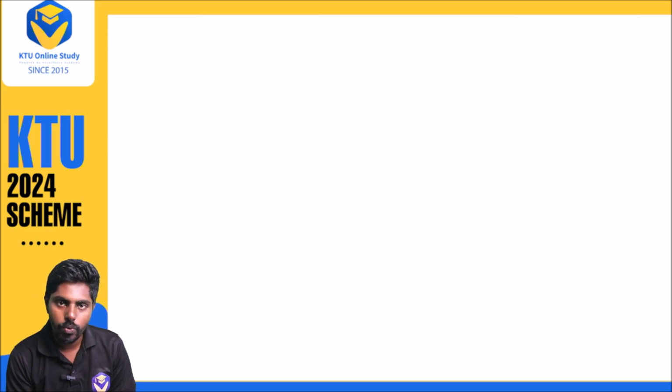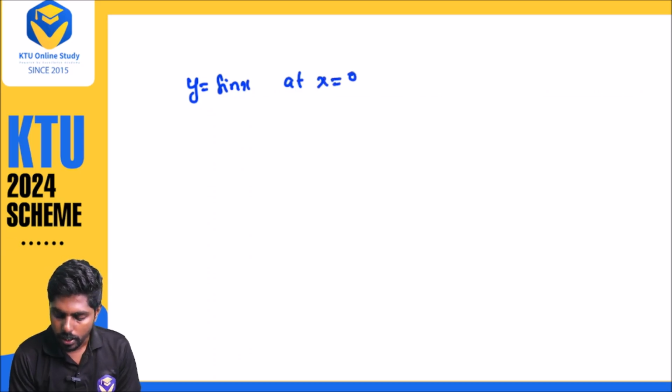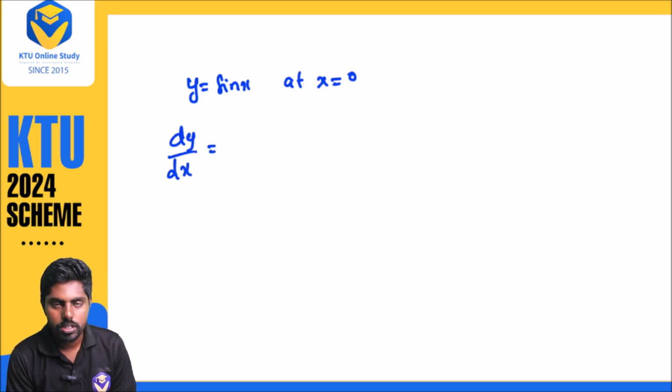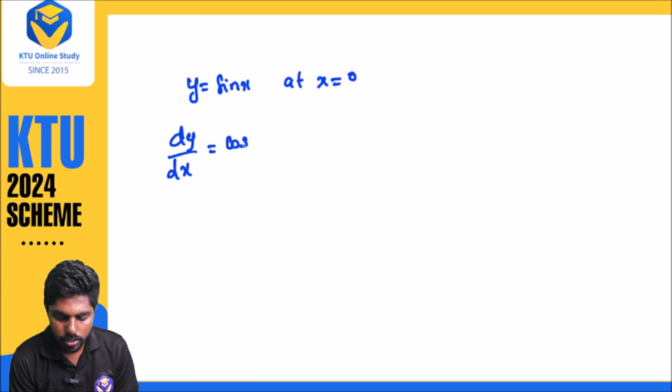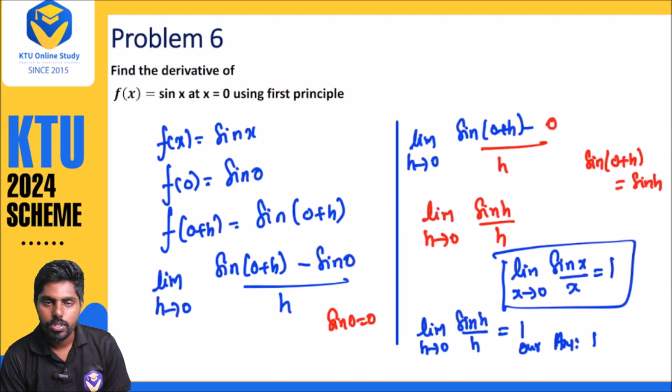Similarly, if you apply dy by dx, y is equal to sin x at x is equal to 0. We know what dy by dx is. If you differentiate sin, it becomes cos x. Here x is equal to 0, so dy by dx at x is equal to 0 is cos 0, which is nothing but 1. So our dy by dx answer is also 1, and our first principle answer is also 1.